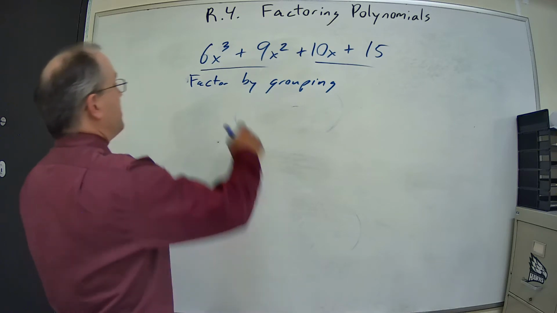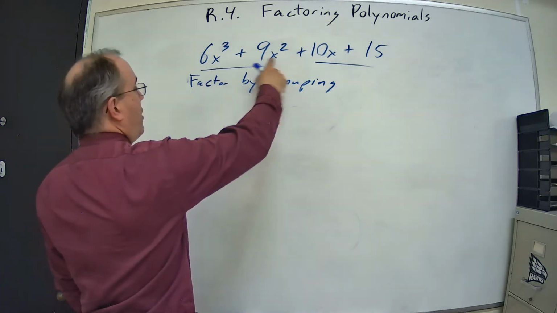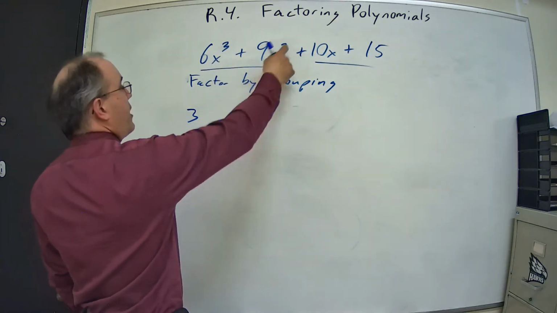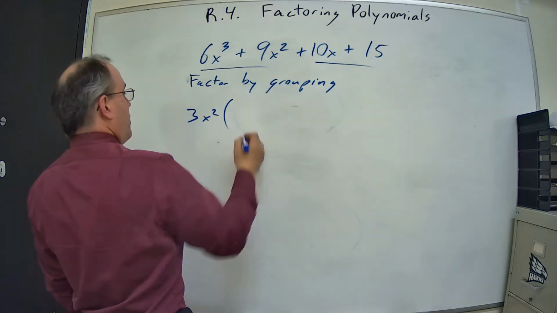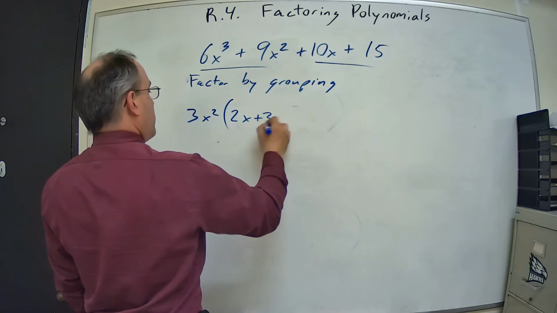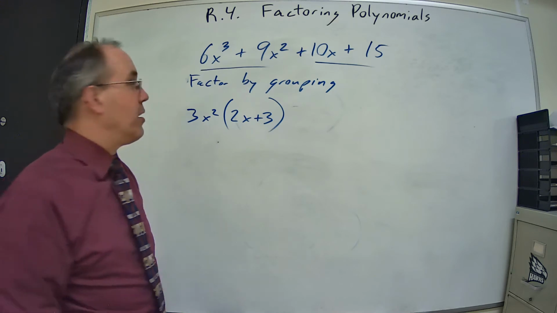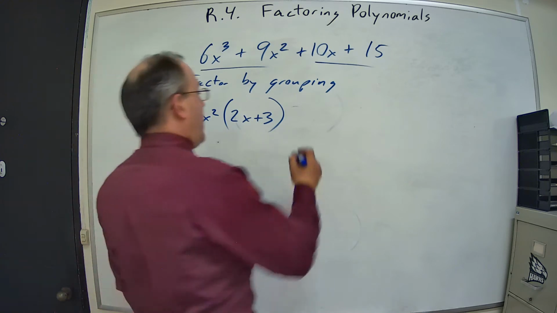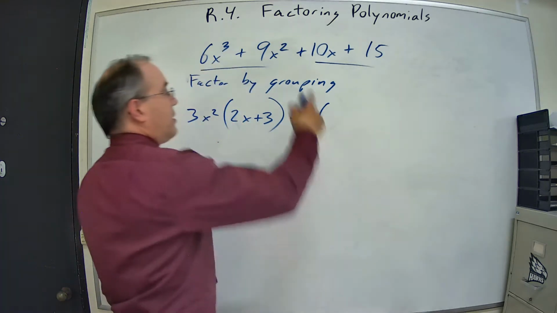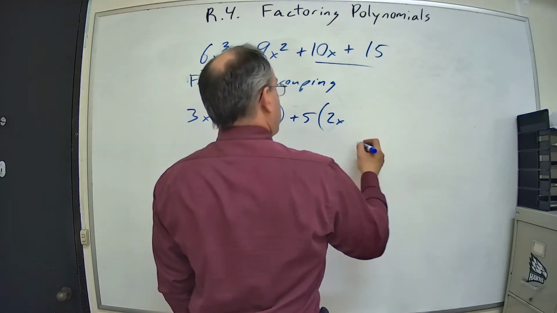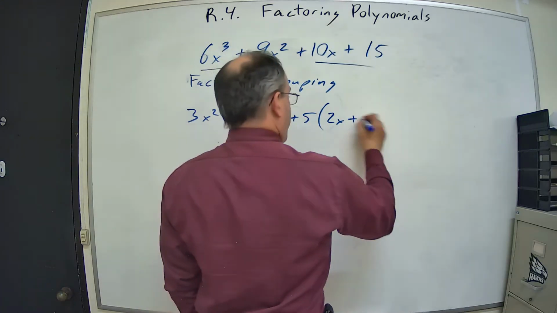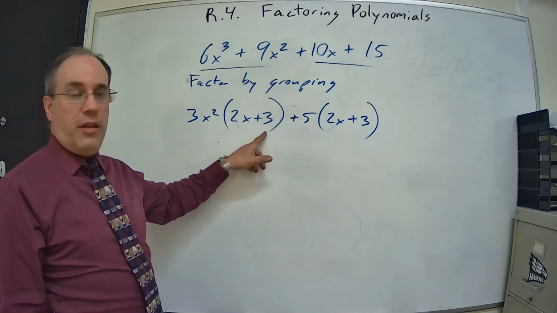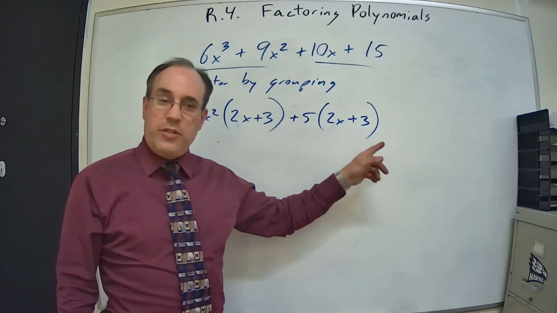If I do that, I see 6x cubed plus 9x squared. 6 and 9 are both divisible by 3. X cubed, x squared, both divisible by x squared, leaving me with 2x plus 3. Now if I look at 10x and 15, I see 10 and 15 are both divisible by 5, so plus 5. 10x divided by 5 is 2x. 15 divided by 5 is 3. And so I've got 3x squared times 2x plus 3, plus 5 times 2x plus 3.